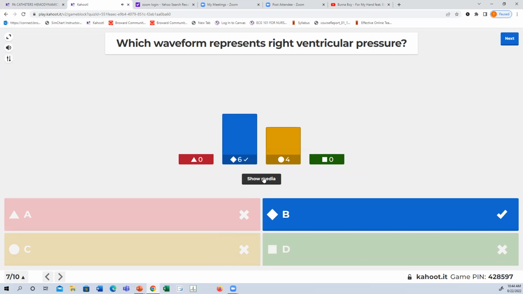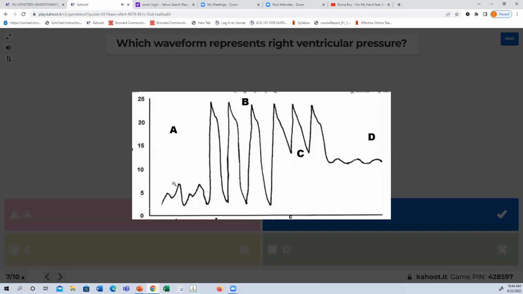Okay, almost all of you got this correctly. So this A over here is going to be your CVP, or right atrial pressure. And of course, the ventricles are going to generate more pressures than the atria, and thus letter B is going to be your right ventricular pressures. And again, the pulmonary artery pressures are going to be different waveforms, as well as the occlusive pressures.